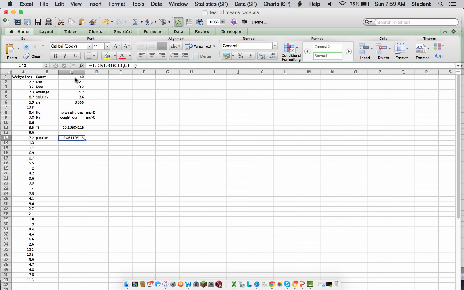We would reject our null at the 0.05 level, right? So we would reject null at our predefined 0.05 level, as our p-value is considerably smaller than that. And so that provides support for our alternative hypothesis that the population under this diet would have positive weight loss.